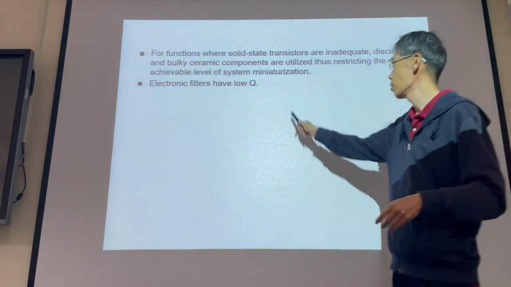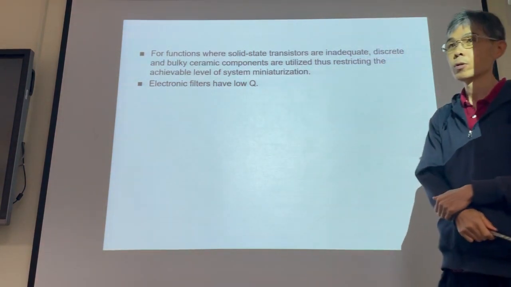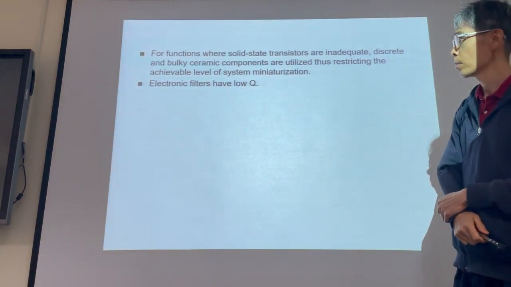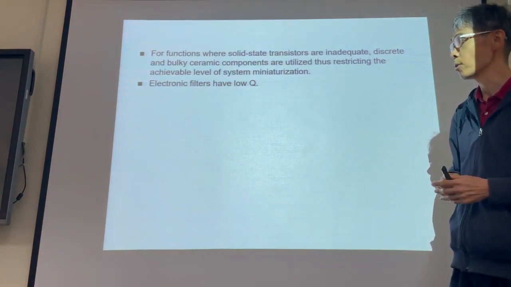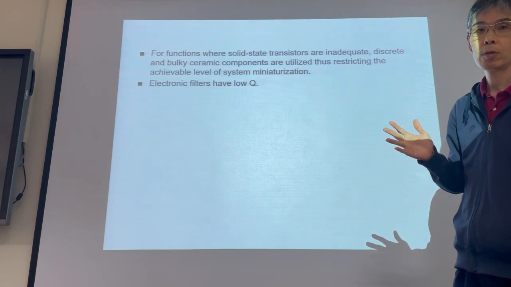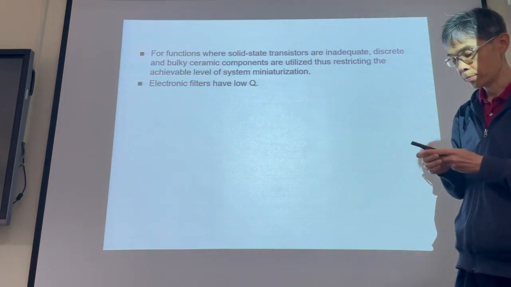Kaiser, could you read this? Miniaturization. Okay. And also electronic filters have a low Q value. Okay.